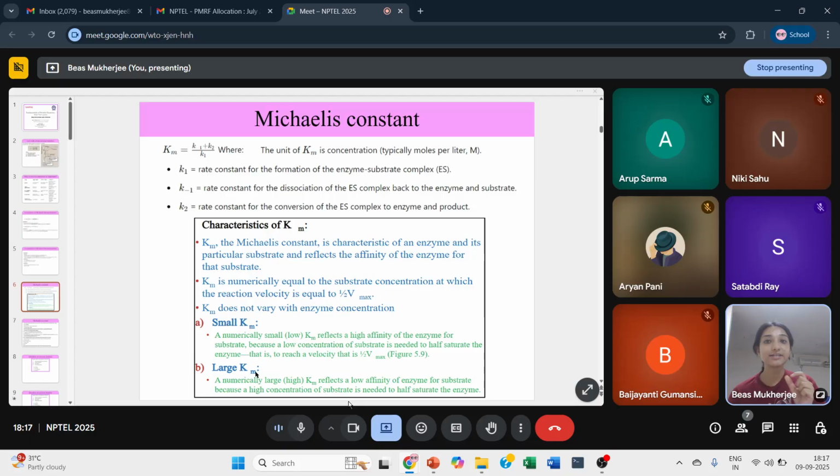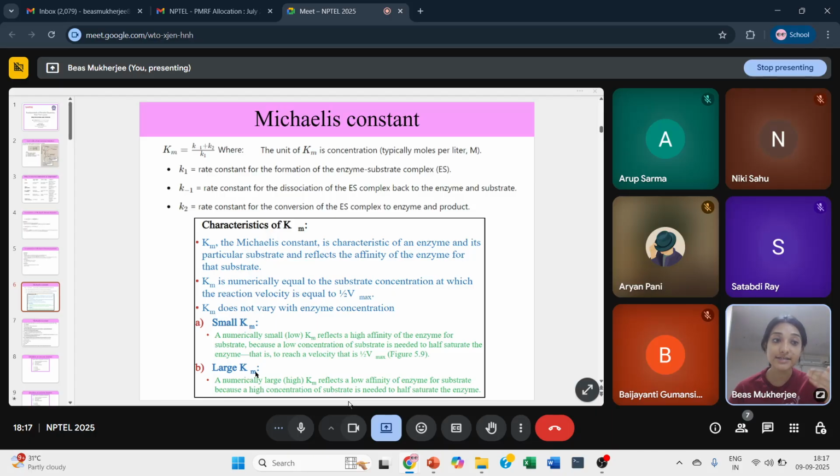K1 is the rate constant of the formation of the enzyme substrate complex. K minus 1 is the rate constant for the ES complex to form the enzyme and substrate. It's a backward reaction. And K2 is the formation of the EP complex, that is enzyme product complex, from the enzyme substrate complex. So that is once again a forward reaction. This one's backward reaction is ignored based on our assumptions.